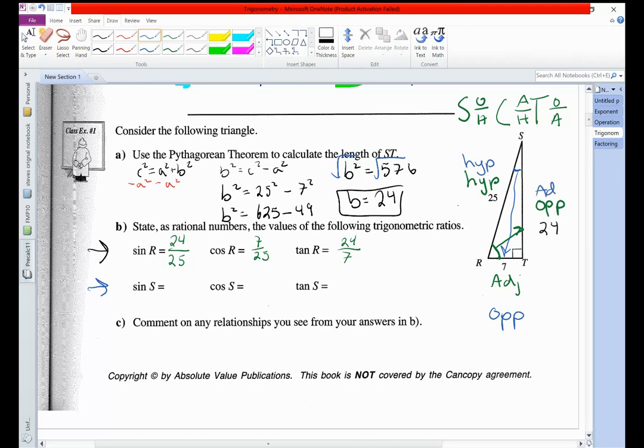And this one over here becomes our adjacent. So you can see we've swapped the opposite and the adjacent. So that is no longer our adjacent. That is no longer our opposite.